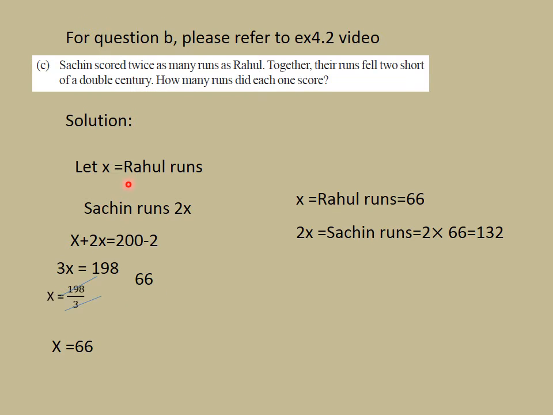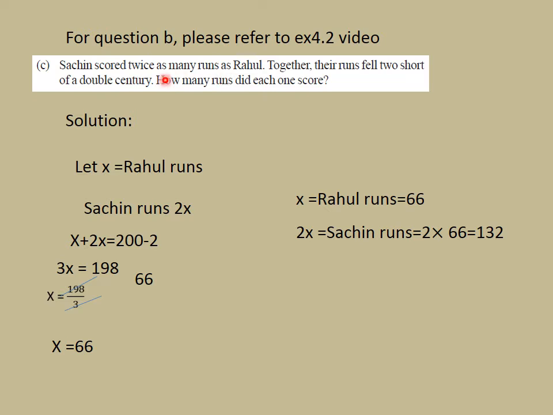What is x? Rahul runs is equal to 66. How many runs did each one score? Rahul runs is 66. And how many did Sachin do? Sachin is equal to twice of Rahul runs, so 2 times 66. 2 6s are 12, 2 6s are 12 plus 1, 132. So 2 into 66 is equal to 132. So Sachin did 132 runs. Rahul did 66 runs.